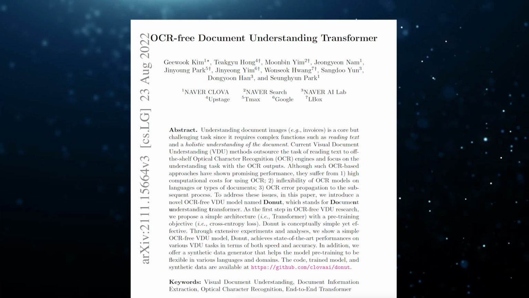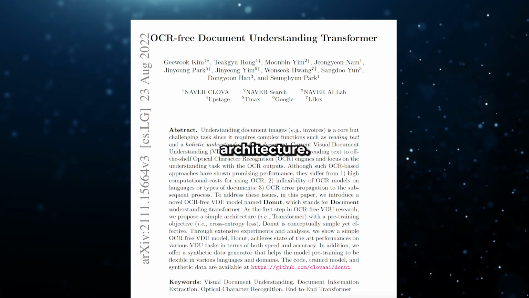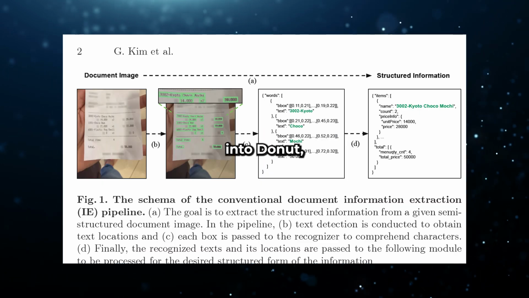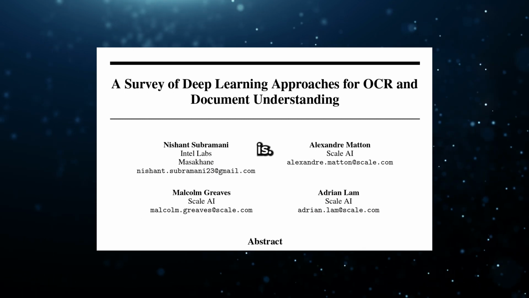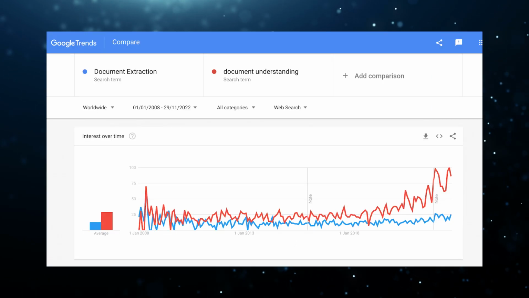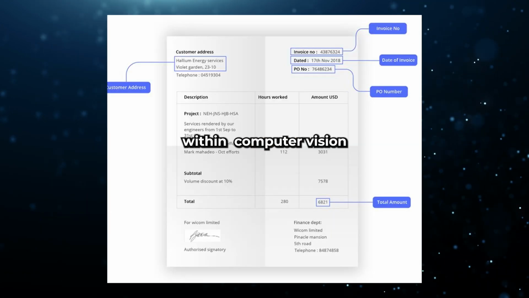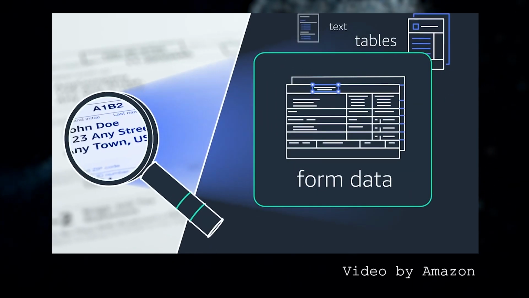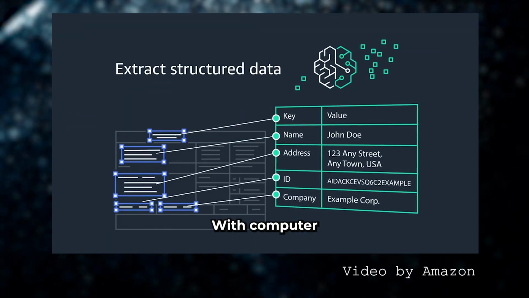In this video we're going to be looking into Donut, a new document understanding architecture. Now, before we actually start digging into Donut, let's remember what visual document understanding is. Visual document understanding is a relatively new field and an up-and-coming hot area within computer vision. It is about extracting information from unstructured documents with computer vision.